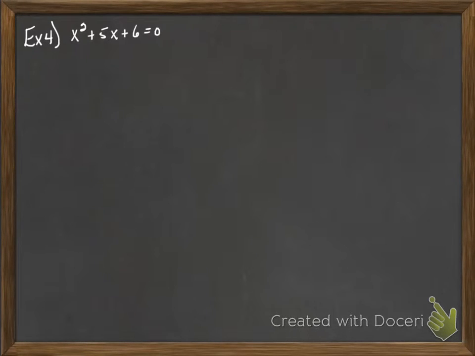So either in your head or on your paper, you're going to want to identify what a, b, and c are. You don't have to write these down. Some of you can just think in your head. A is what? 1. B is 5. And C is 6. Okay? You don't have to write these down, but in order to find A, B, and C, your equation has to be set equal to 0.